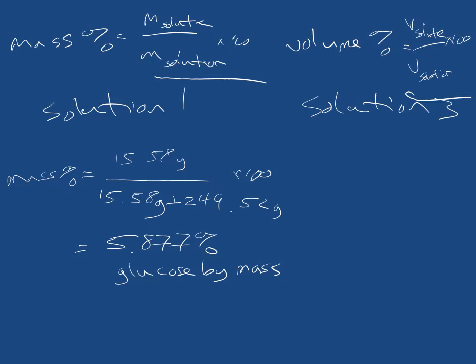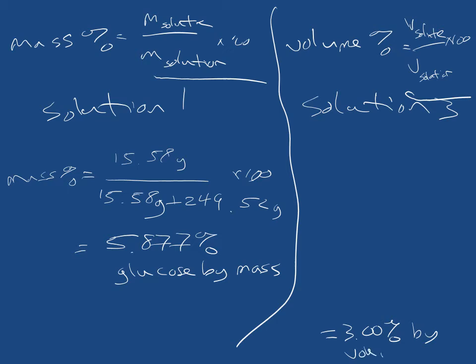I'll do the math over here, but kind of separate that out. So put in your number for solution number 3 over here, and you should come out with, I believe, to 3 sig figs, 3.00% by volume. And that's going to be methanol, 3% by volume.